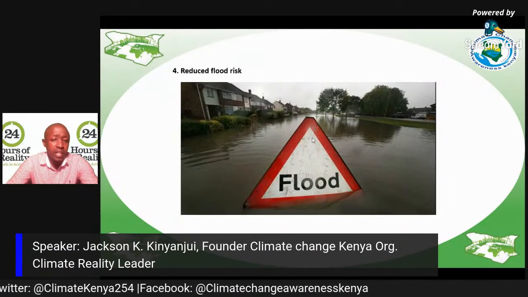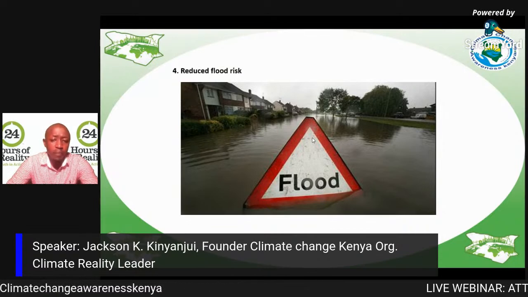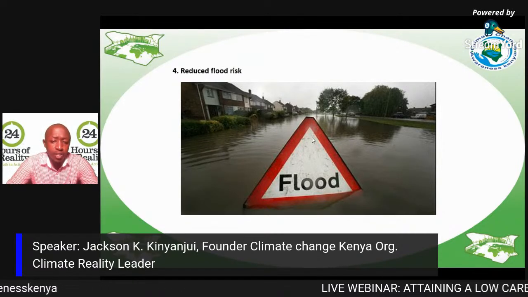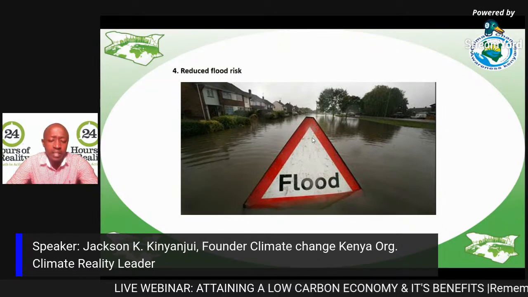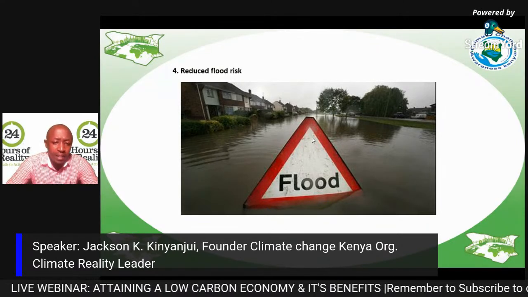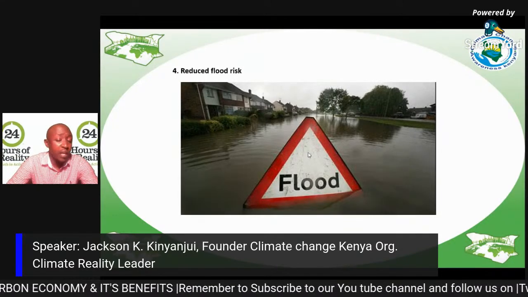The other benefit is reduced flood risks. It has been pointed out that once you have a green kind of economy, where you have embraced afforestation, you have embraced the use or the designation of drainage patterns, you have not encroached each and every pathway, then the floods will be a thing of the past.